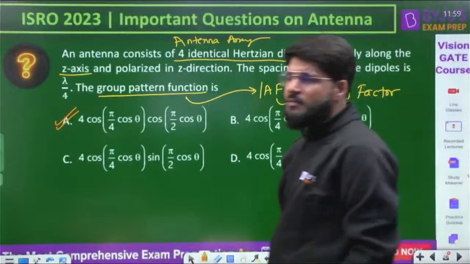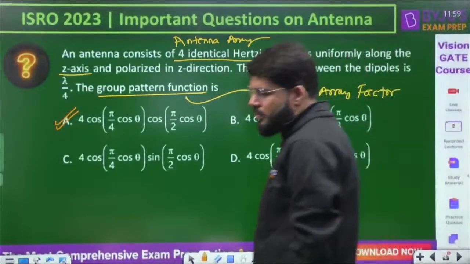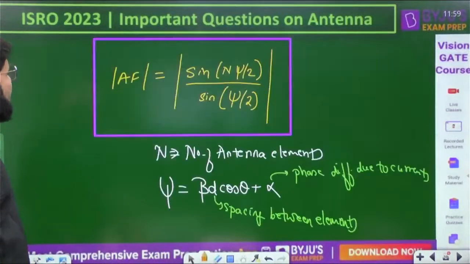Correct answer, Ankit and Chinmoy. 4 cos pi by 4 cos theta, cos pi by 2 cos theta is the array factor, the group pattern function for this one. Okay. Next one.